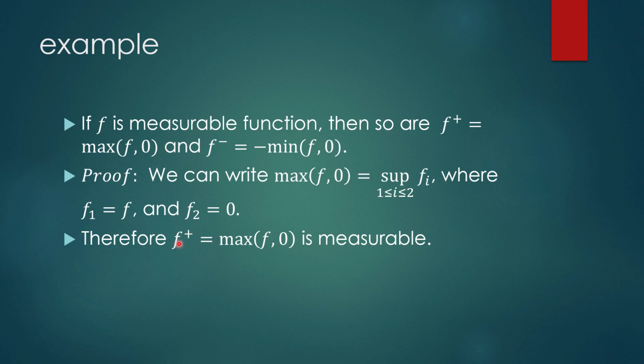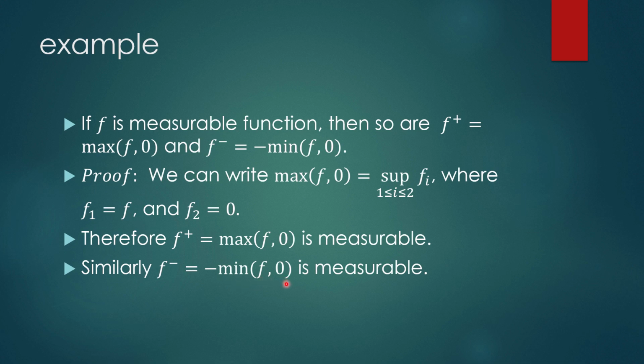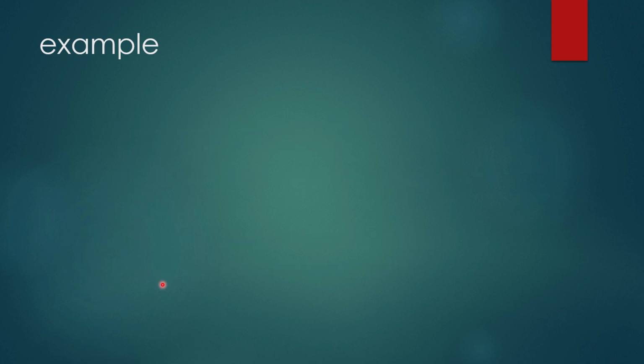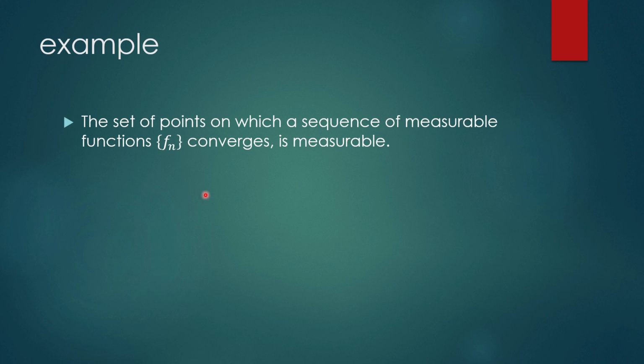Alright, so similarly F negative is exactly equal to minus the minimum of F and 0, but the minimum of F and 0 is measurable, and multiplication by a negative number preserves measurability, therefore F negative is measurable. So the set of points on which a sequence of measurable functions Fn converges is measurable. This sequence of functions may converge at some points, and the collection of those points is measurable.